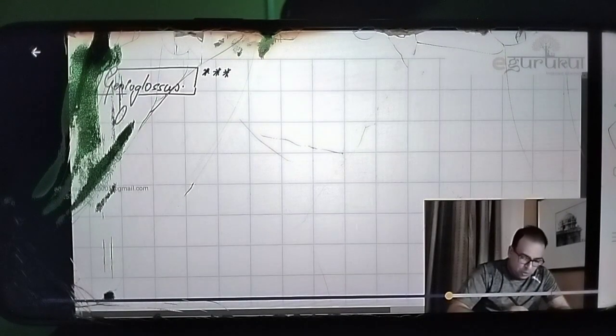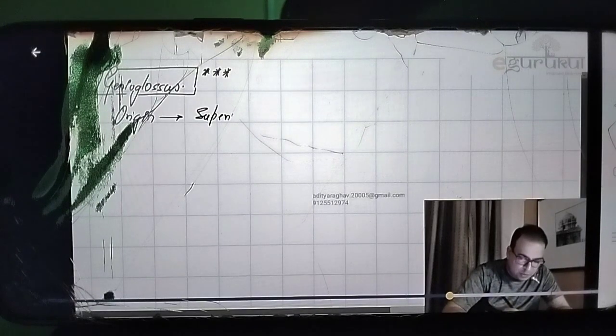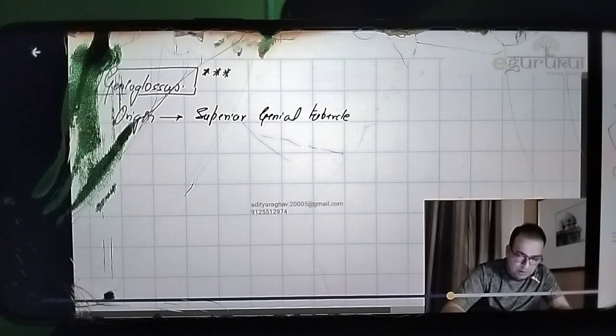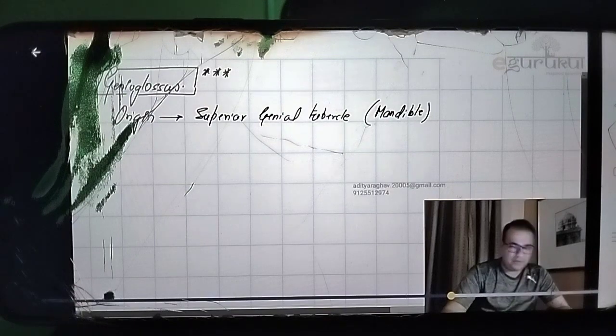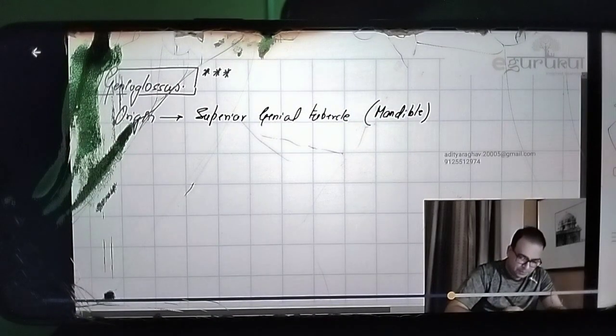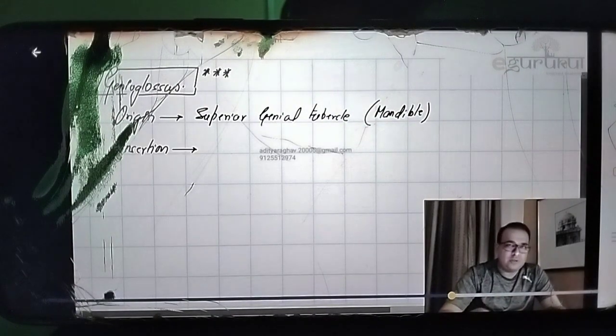Genioglossus. So guys, the origin of the genioglossus, we said it is from what tubercle? It is from the superior genial tubercle. I hope you know, but let me just write that. That is present on the inner surface of the mandible. We have the superior genial tubercle where we have the origin here. The insertion is separate for all the three fibers.